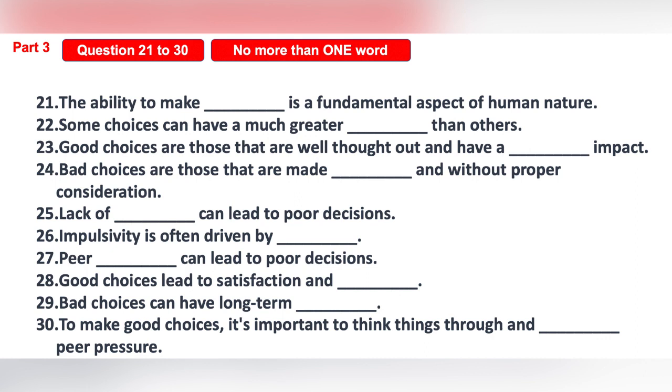You will hear a lecturer discussing on ancient dogs. Listen carefully and answer questions 21 to 30. The ability to make choices is a fundamental aspect of human nature, as it allows individuals to shape their own lives and determine their own destinies.